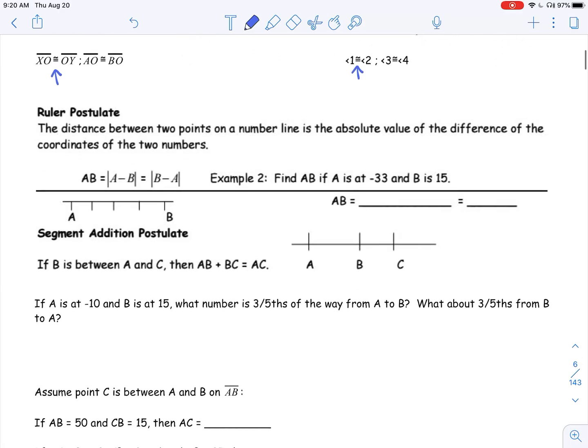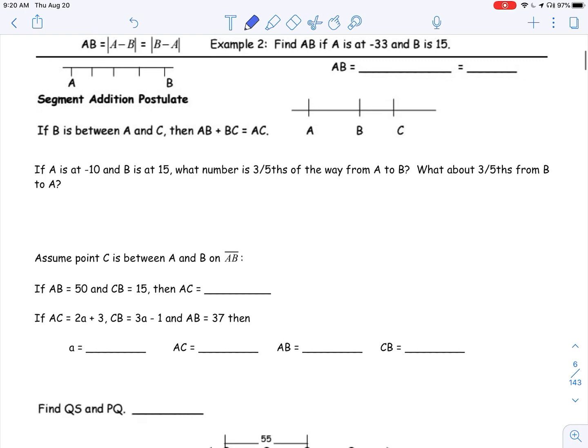All right, our ruler postulate just tells us that the distance between 2 points on a number line is the absolute value of the difference of the coordinates of the numbers. Remember that distance is always positive, which is why we take that absolute value of our numbers. I'm just going to skip down here. It says if A is at -10 and B is at 15, so I'm going to go ahead and get that written down. Here is A at -10 and B at 15.